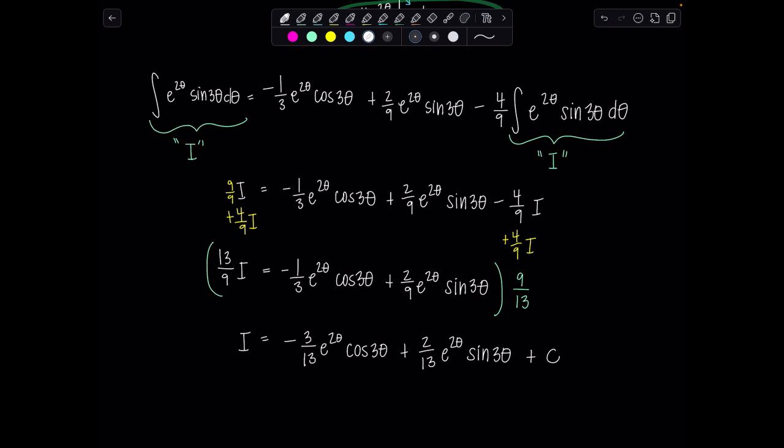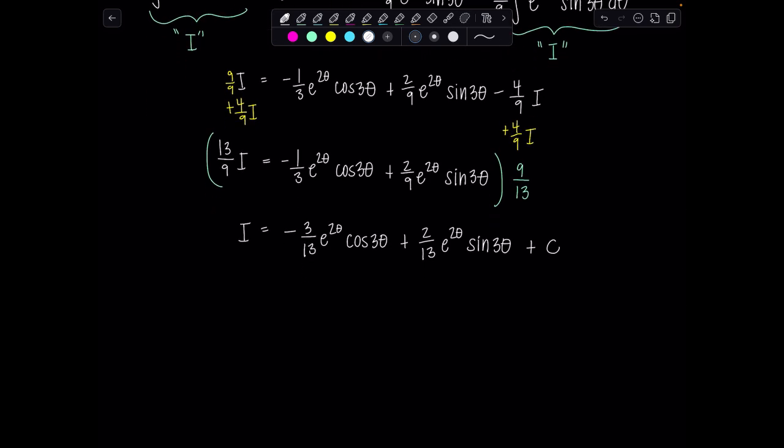And then let's clean it up. I don't like leaving I equals in my final answer because we came up with I. Let's respect the problem. Let's rewrite what it was at least. E to the 2 theta sine 3 theta d theta equals, let's make it cute. Let's clean it up. I can factor out e to the 2 theta over 13. And then let's put the positive 1 in the front. What do I mean by that? Put 2 sine 3 theta first minus 3 cosine 3 theta plus c.